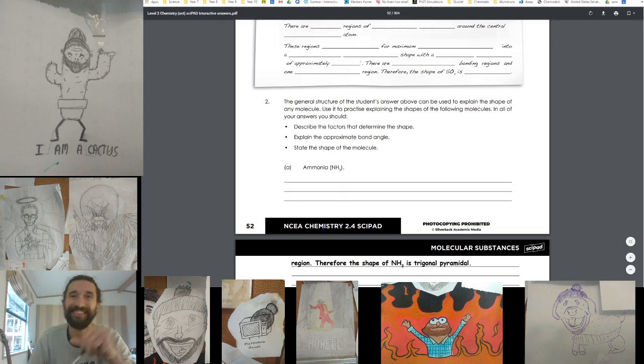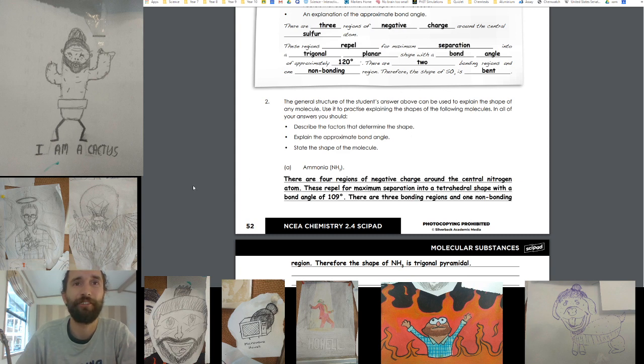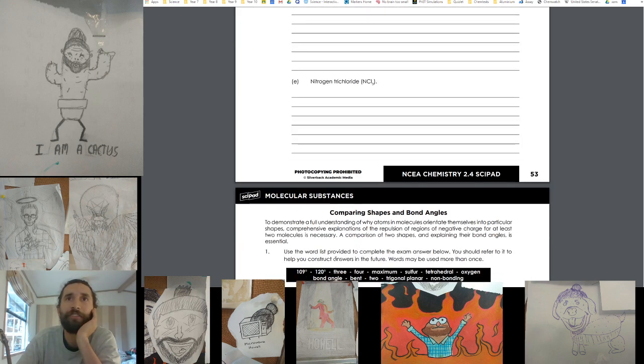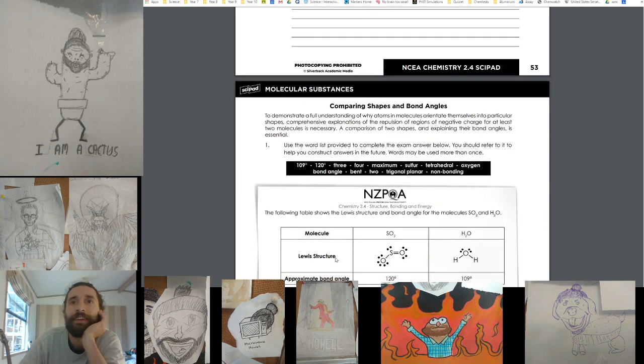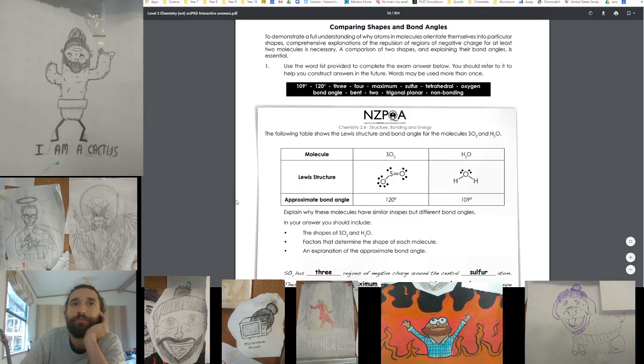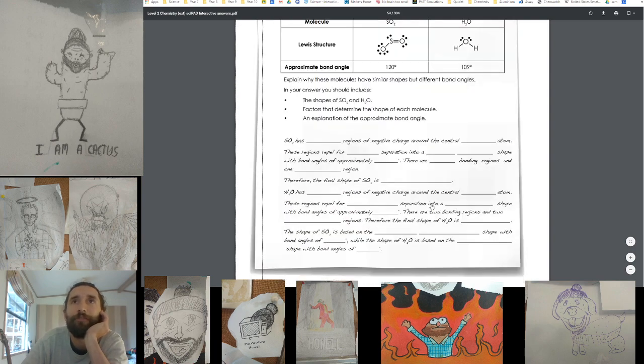So that's how you do these questions. Pretty straightforward. Same thing for all of them: carbon dioxide, methane, water, and nitrogen trichloride. And then over here we have the same sort of thing, but you're comparing 2 molecules. Here's one we did before, and here's one we did after. Once again, they give you a little recipe for doing it. We'll do the recipe together.